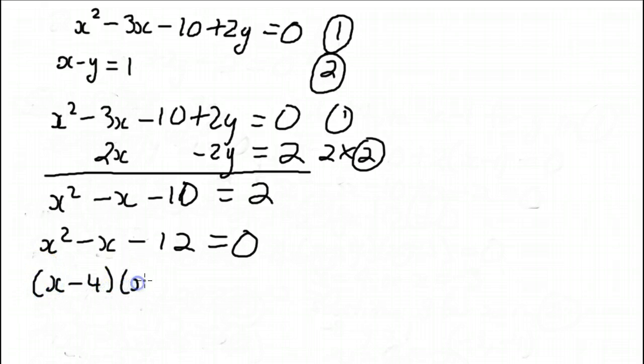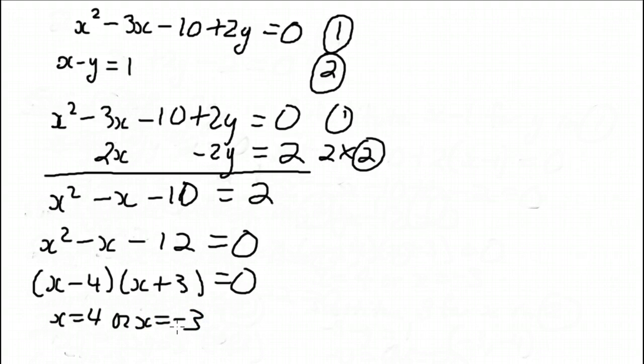Factored, we get (x − 4)(x + 3) = 0, so x = 4 or x = −3. Then substituting into equation 2, we find our two points, which are (4, 3) and (−3, −4). Okay, so we can see the method of elimination yielded the same quadratic equation, giving us the same solution, which shouldn't be a surprise. We should have the same solution.